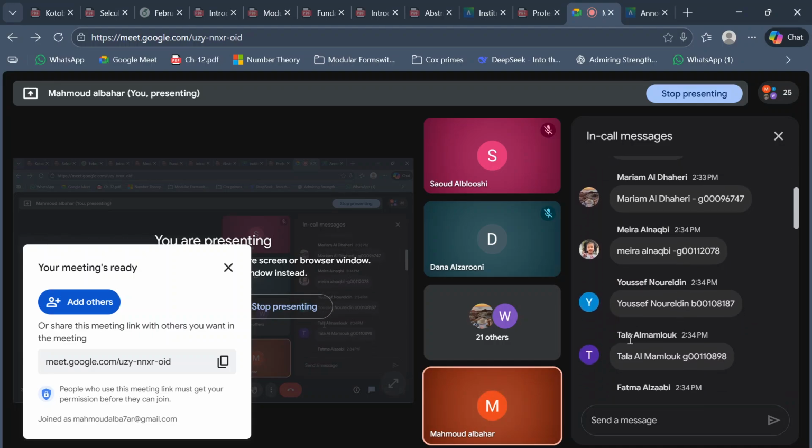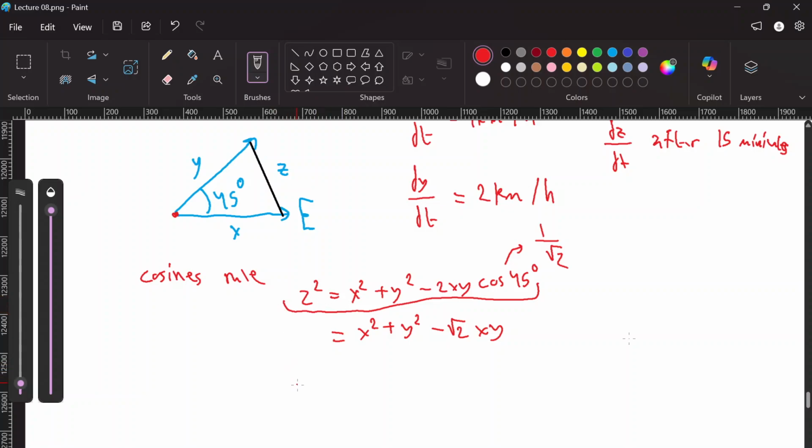Tala? Yes, Professor. Let's differentiate this. It will be 2x plus 2y. Let's start with z squared.